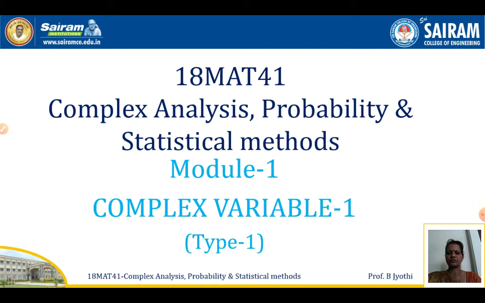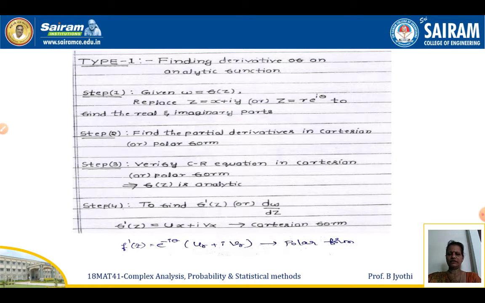Today we are going to discuss type 1 problems in complex variables. In type 1, the procedure is finding the derivative of an analytic function. So the first step says: given w = f(z), replace z with z = x + iy or z = r e^(iθ) to find the real and imaginary parts. Second step, find the partial derivatives in the Cartesian or in the polar form.